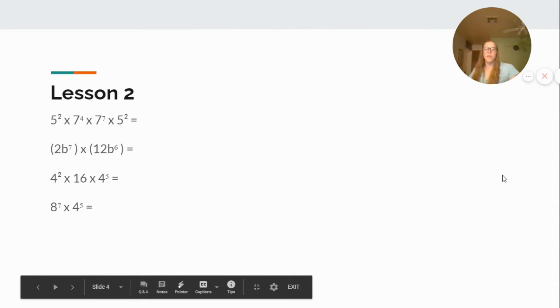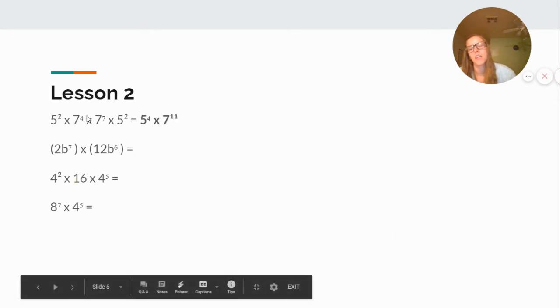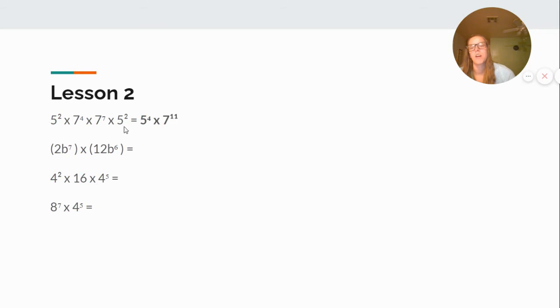All right, so let's move on to lesson 2. So this one we are combining multiplication with numbers in exponential form. The first one we have 5 to the 2nd times 7 to the 4th times 7 to the 7th times 5 to the 2nd. So remember, they have to have the same base, and then we just add exponents. So 5 to the 4th times 7 to the 11th.